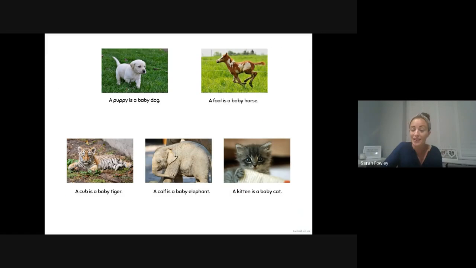So a puppy is a baby dog. A foal is a baby horse. A cub is a baby tiger. A calf is a baby elephant. And a kitten is a baby cat. Well done, Year 2.